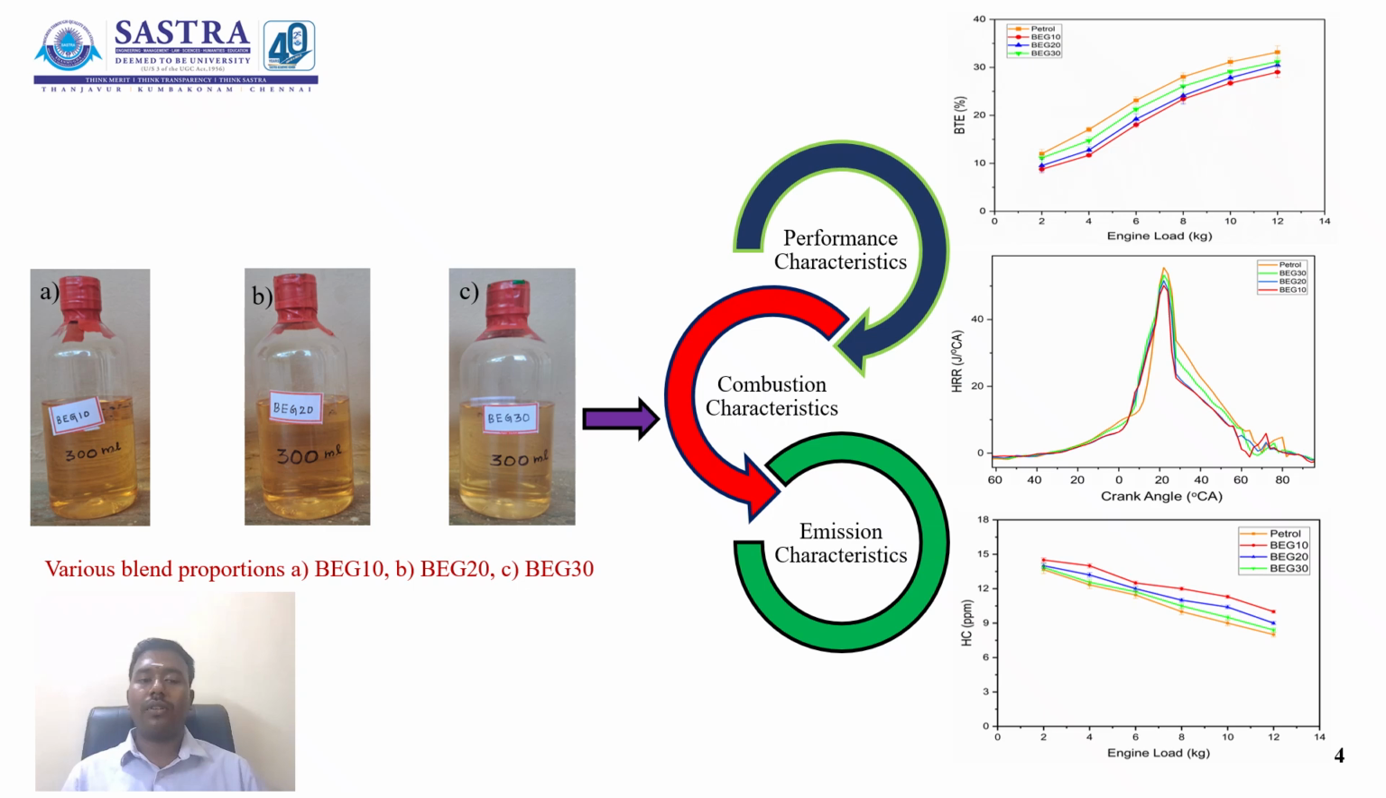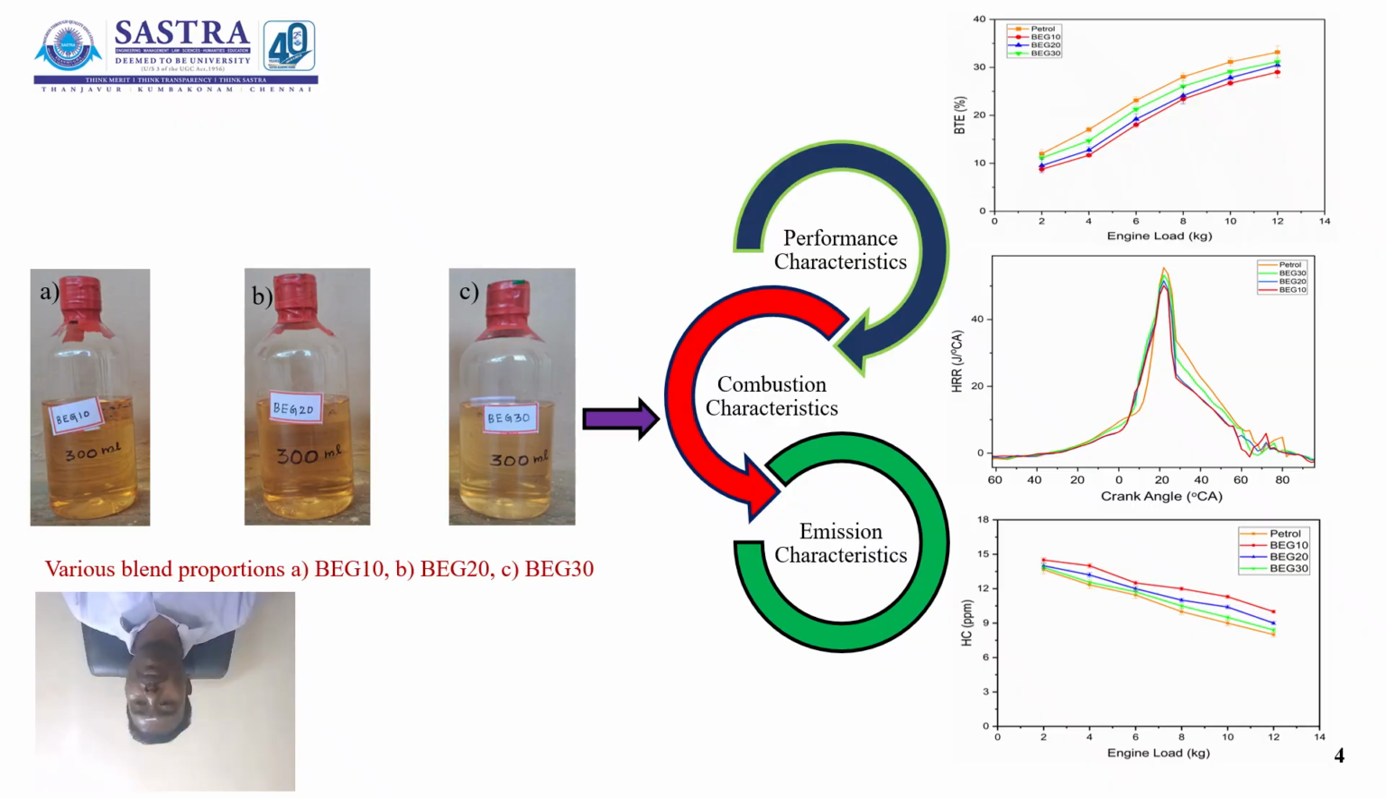With the proportions of BEG10, 20, and 30, we carried out the analysis of engine parameters like performance, combustion, and emission. The performance and combustion characteristics increased inside the combustion chamber for the BEG30 blend while comparing with BEG10 and 20, and the emission decreased, because the higher amount of ethanol and latent heat of vaporization inside the combustion chamber gives complete combustion inside the cylinder. Thereby, we can conclude from the experimental result that BEG30 gives the optimized value.